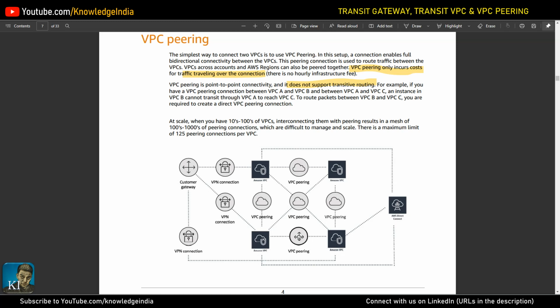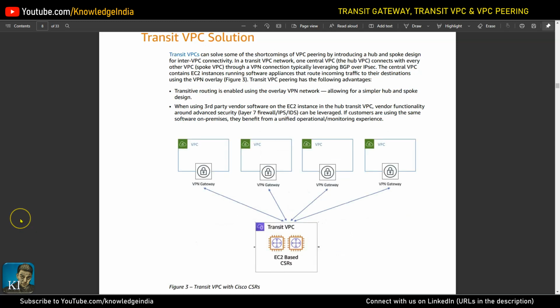So what are the possible ways to solve that? There are two ways to solve that, right? Earlier people used to do Transit VPC. In the case of Transit VPC, what we actually do is implement a hub and spoke design where you have all your different VPCs as spokes, and you create a central or hub VPC which we call the Transit VPC, and basically there will be a VPN connection set up between every VPC and this Transit VPC.